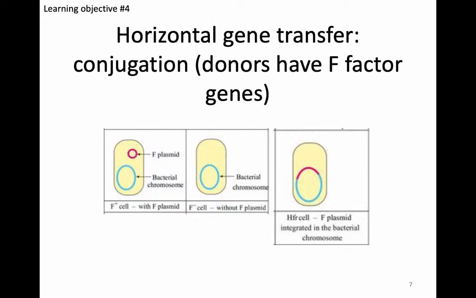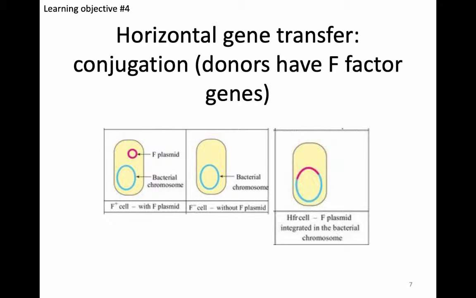So conjugation is a type of horizontal gene transfer where unrelated bacteria can share DNA with each other. So there's a donor that provides a piece of DNA to a recipient. And in conjugation, we have to have a physical connection between the donor and the recipient through a structure called the pilus that some bacteria are able to extend and connect with a recipient bacteria. So this image shows three bacteria cells drawn in a very simplified way.